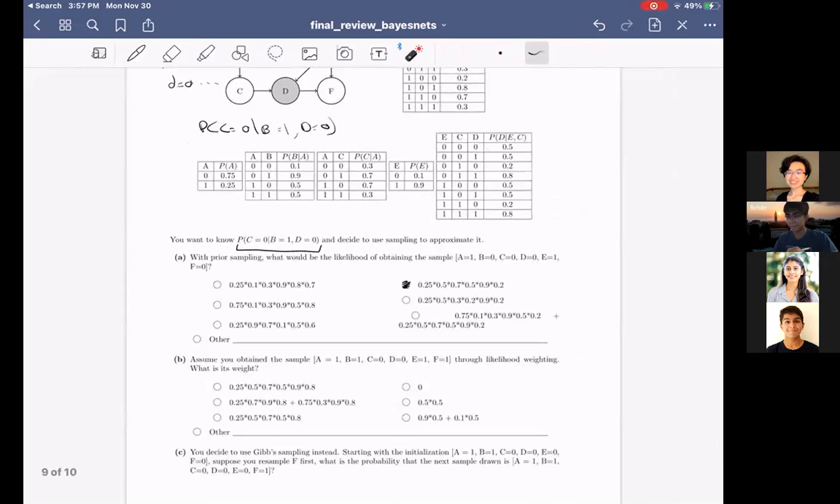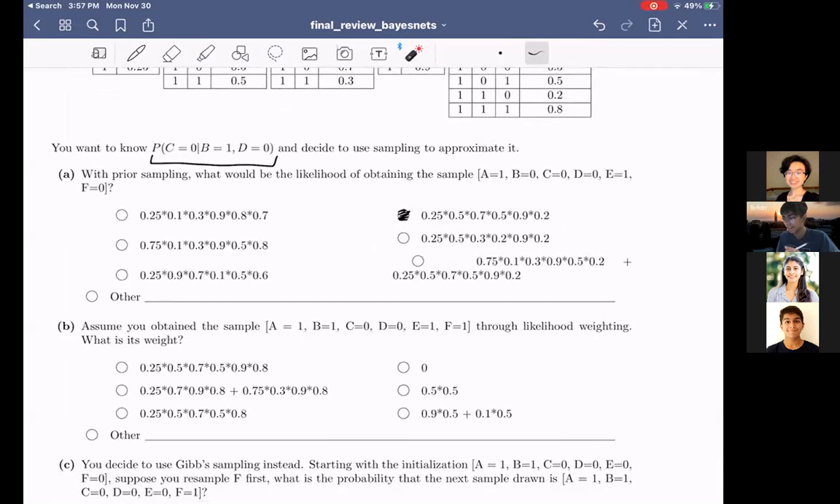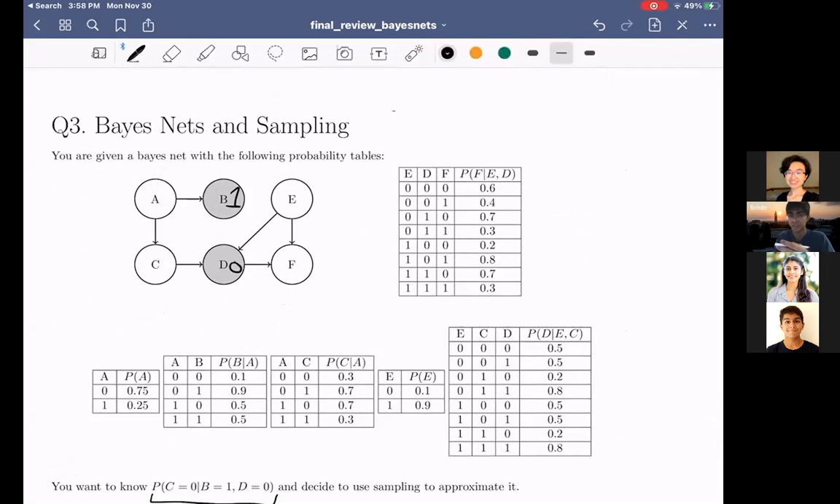Okay. But with rejection sampling, the problem that you can run into is you might just be throwing away all of your samples. So the next approach that we take is likelihood weighting. In likelihood weighting, we fix all our evidence variables beforehand to be what they're supposed to be. So we say B is always going to be 1 and D is always going to be 0.